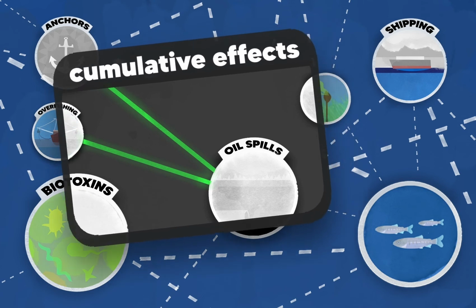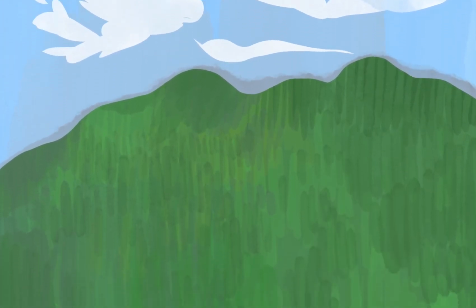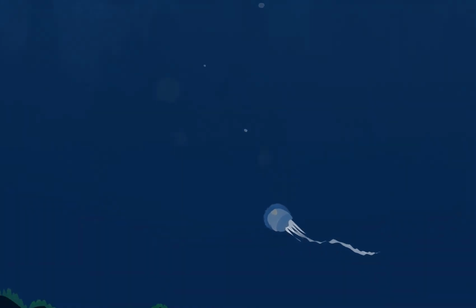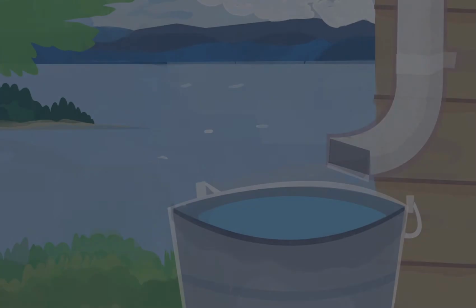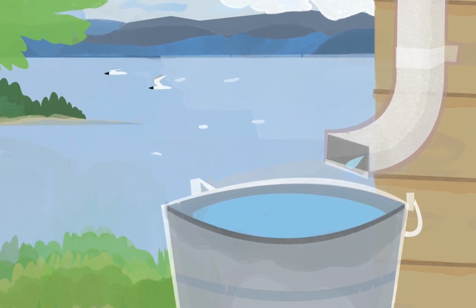Some threats will add up and have bigger impact than they would on their own. Cumulative effects help us better protect the complex relationships in the Salish Sea and the lifeways it sustains. It's not just a drop in the bucket.